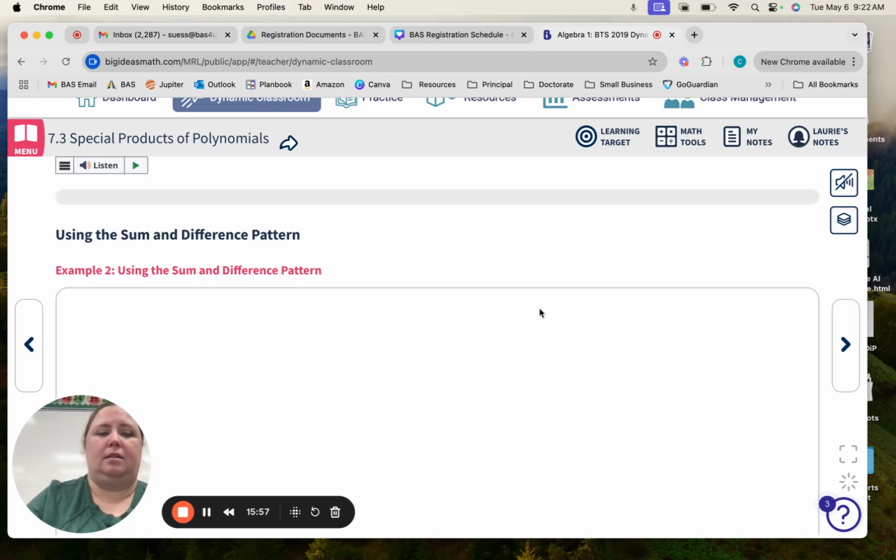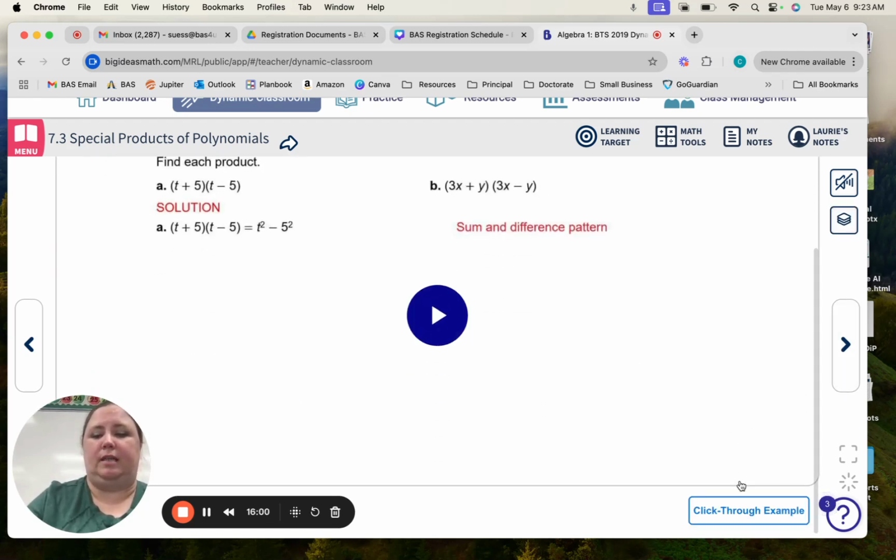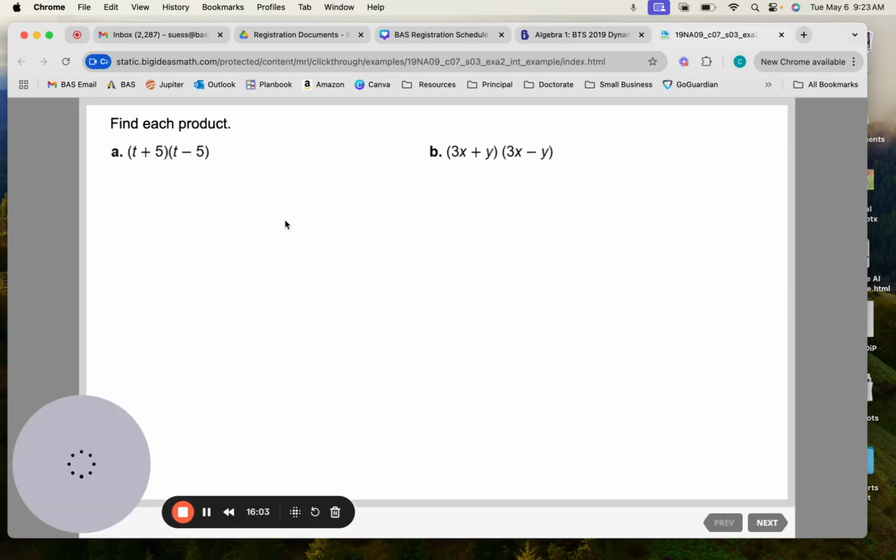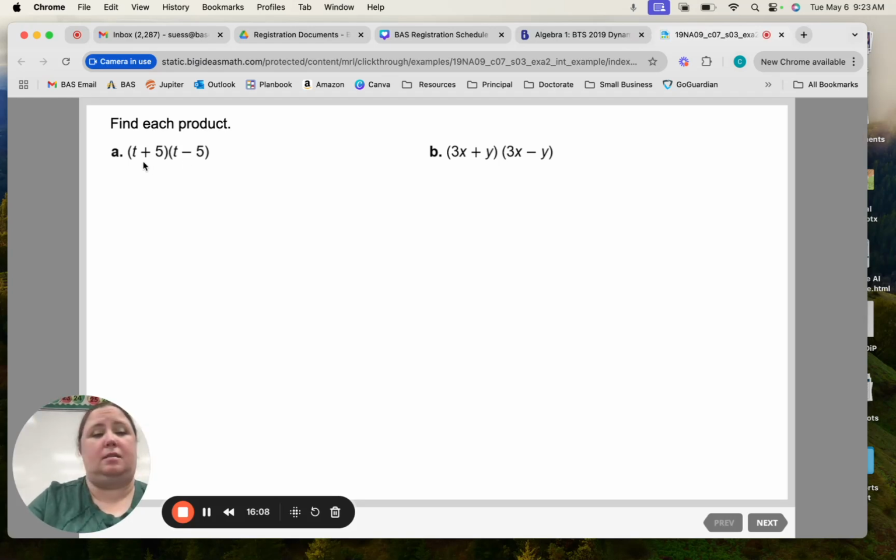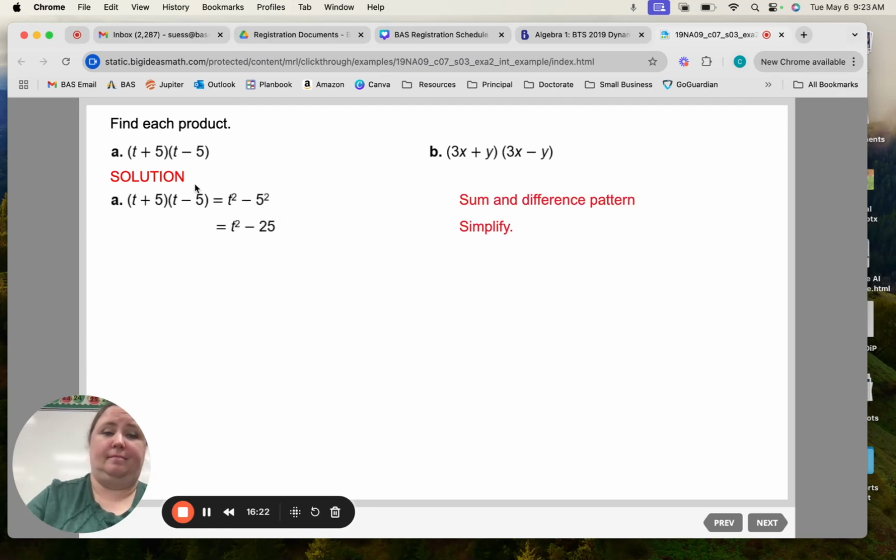All right. So I'm going to show you an example. Write this in your journals. Looking at A, is this the difference of squares? Yes. So looking at this, I know I can go t squared minus 25. Does everybody agree? Yeah. Wait, we're on example 2, right? Yes.